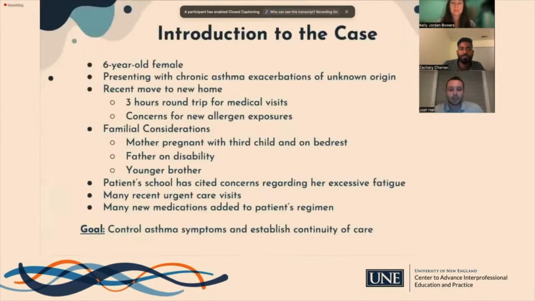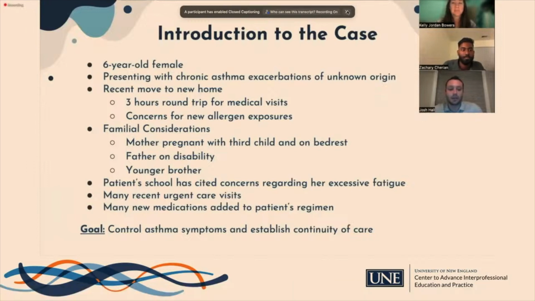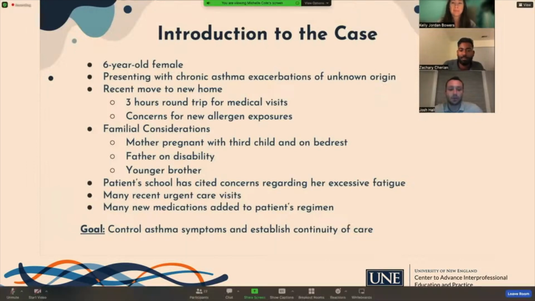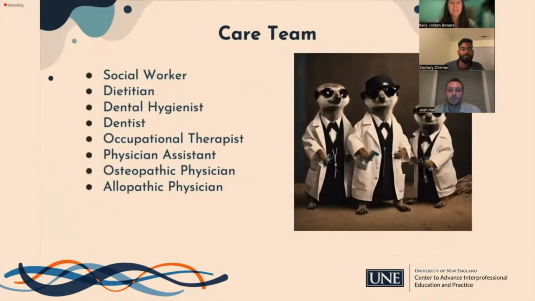So a quick introduction to the case is the patient is a 6-year-old female that is presenting with chronic asthmatic episodes. The patient and her family has recently moved to a new home in a rural area. The patient has the familial considerations listed. The school has shown concern on her recent status, and she is currently on a new regimen of medication. We are Team 3, also known as the Meerkat Mob, and our care team consisted of the members listed here.